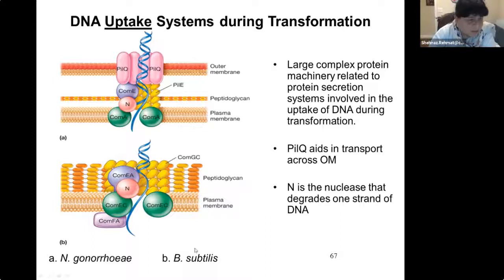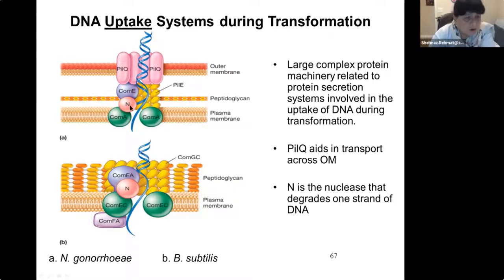Okay, so the pilus system, actually the system that is operating is the Com system, which has been found in both gram-positive and gram-negative bacteria. A is the example of Neisseria gonorrhoeae, which is a gram-negative bacterium, where the DNA has to enter through the outer membrane, peptidoglycan, and plasma membrane, while the second example is Bacillus subtilis, which is a gram-positive bacterium, where the DNA has to go through only the peptidoglycan and the plasma membrane.